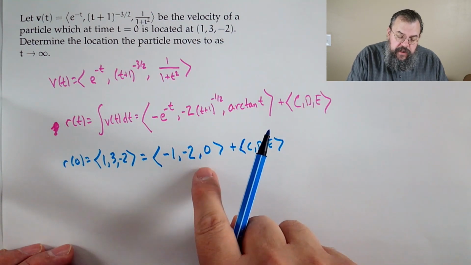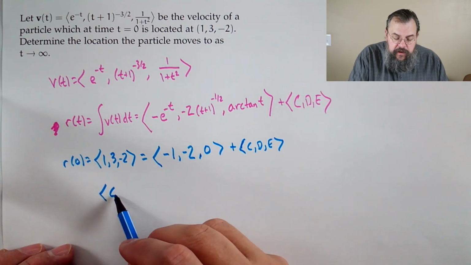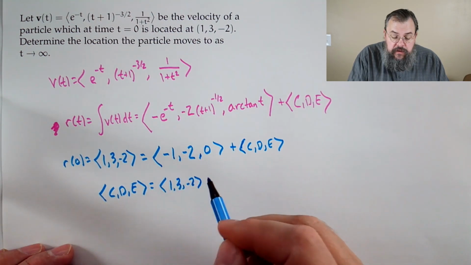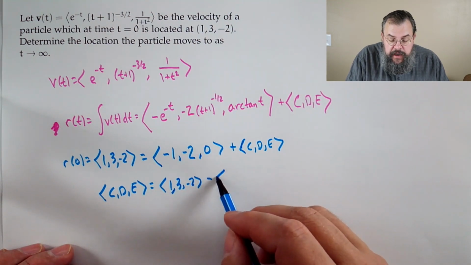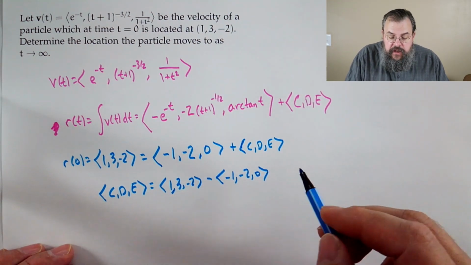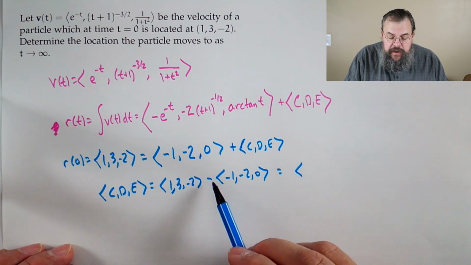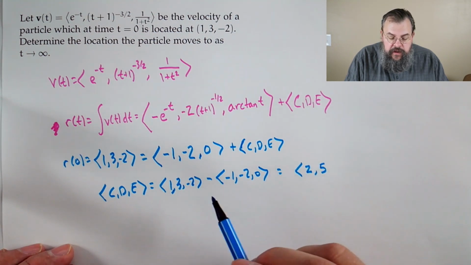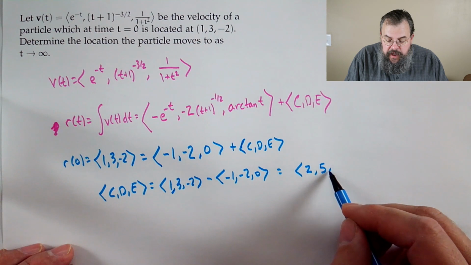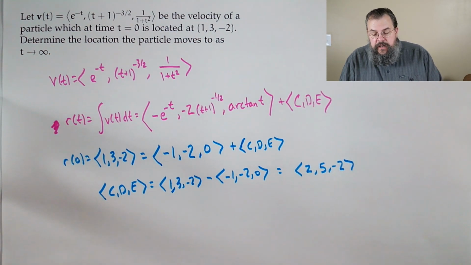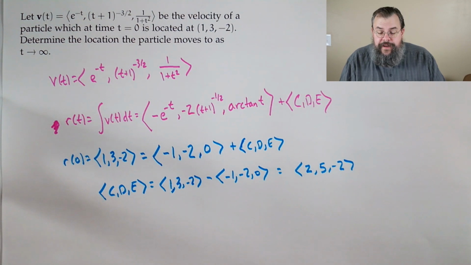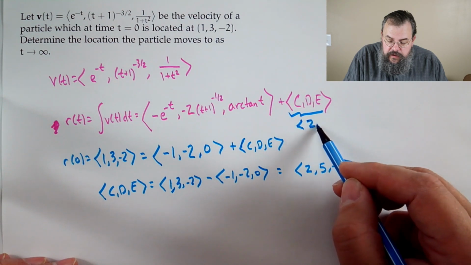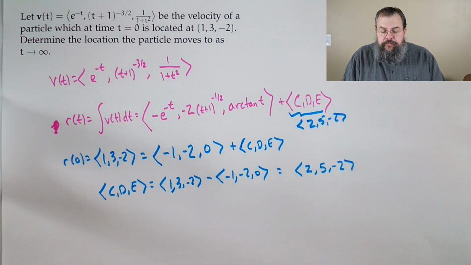Well, now to solve for c, d, e, you can subtract. So that says our vector (c, d, e) is equal to (1, 3, minus 2), subtract (minus 1, minus 2, 0). And that becomes 1 minus minus 1, 2. 3 minus minus 2, 5. Minus 2 minus 0, minus 2. All right, so there's our vector, and this is our constant. So this becomes (2, 5, negative 2).